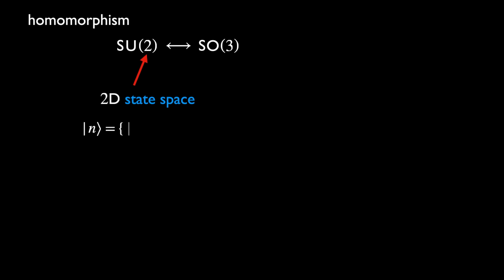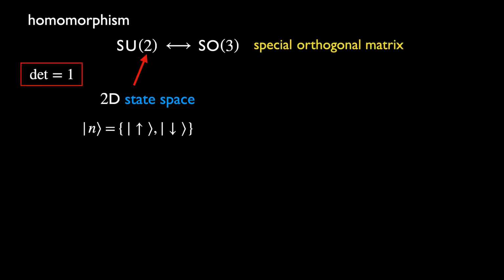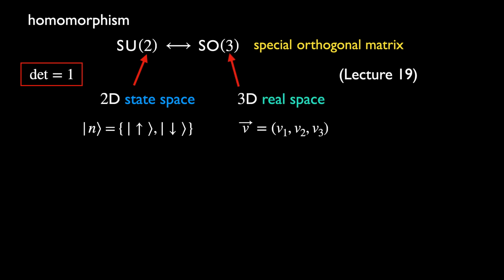We say that a homomorphism exists between the groups SU2 and SO3 because elements of both groups combine in the same way rotations combine. SU2 represents rotations in the 2D space of spin-half states, while SO3 are 3x3 orthogonal matrices with also determinant 1. We have introduced these in lecture 19. They represent rotations in the familiar 3D real space of everyday life.